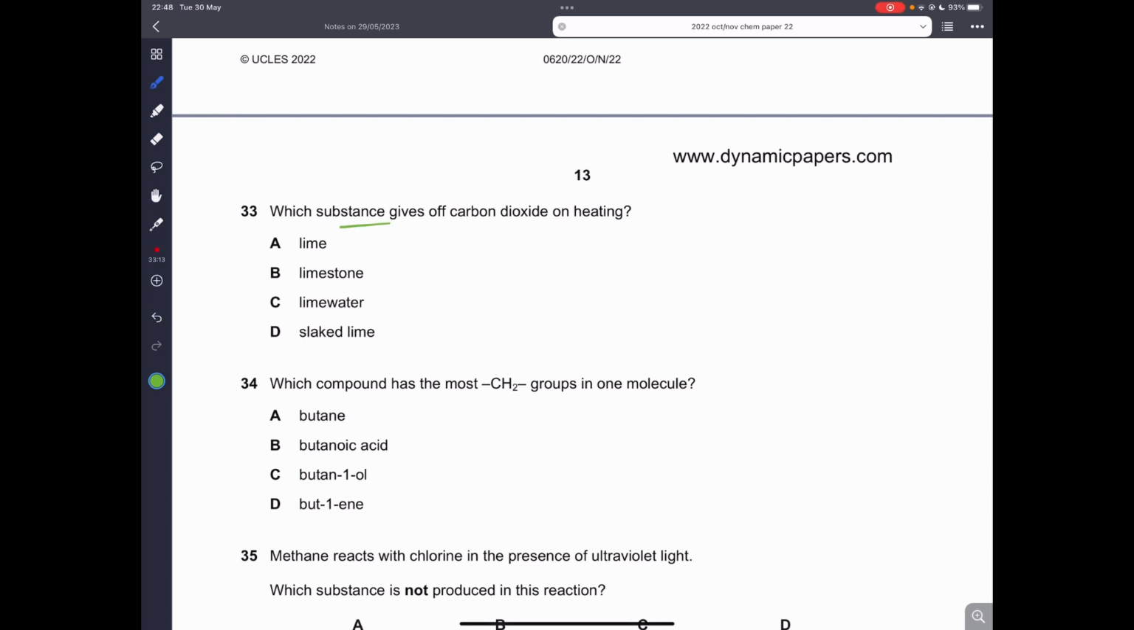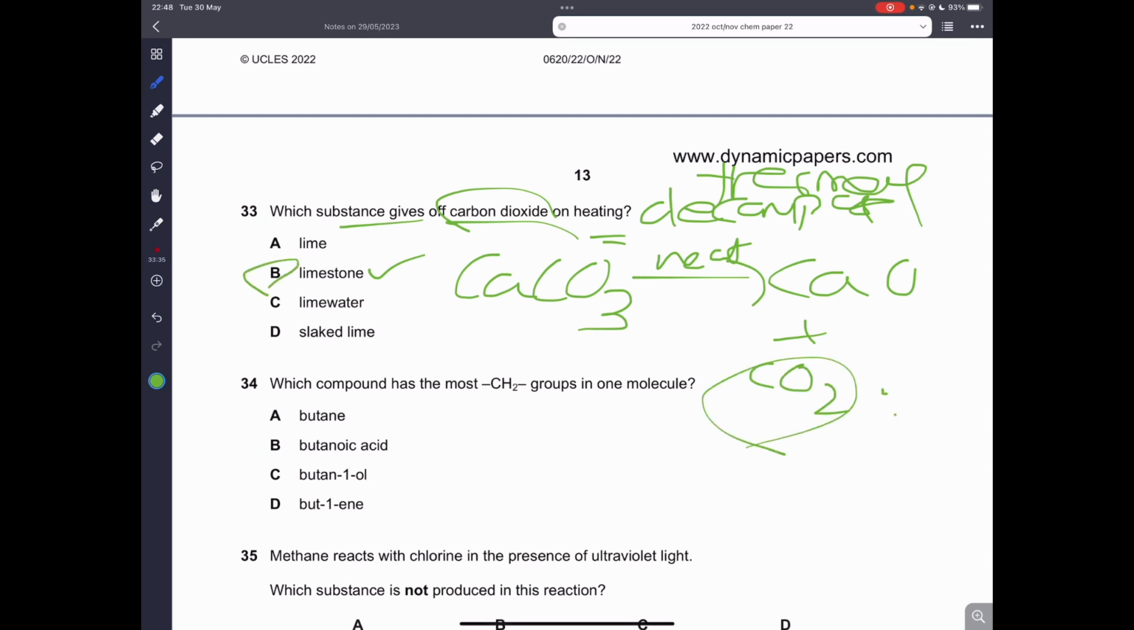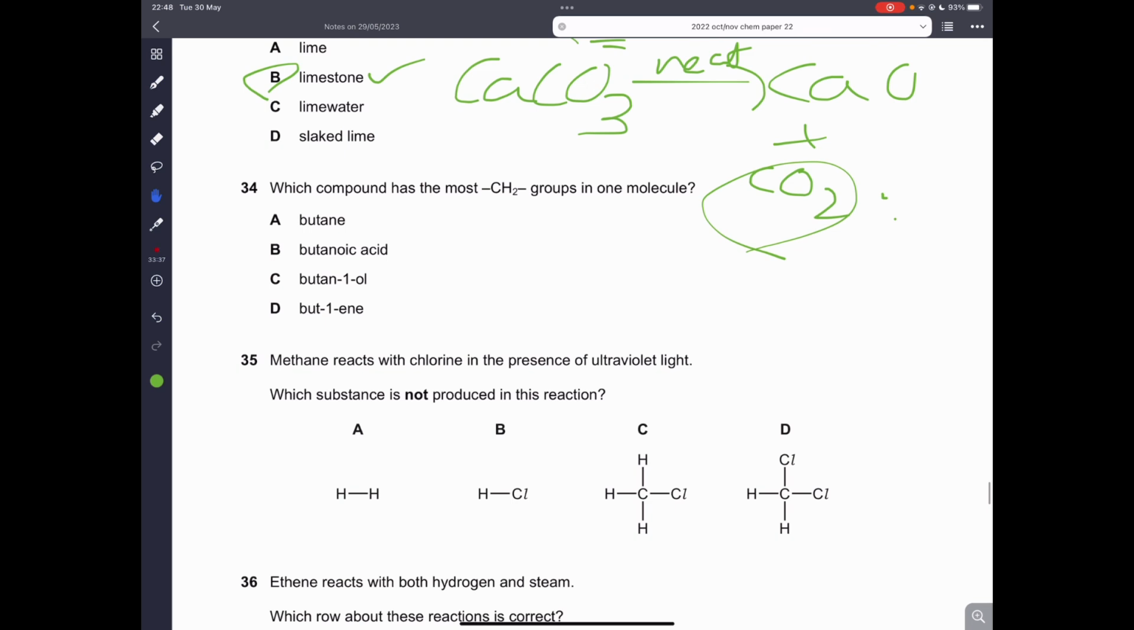33. Which substance gives off carbon dioxide on heating? Well, this is limestone, because limestone is calcium carbonate, and when you heat it, when you decompose it, this is called thermal decomposition, by the way. If you heat it, it's going to form calcium oxide and carbon dioxide. So carbon dioxide is going to be formed, so B is the correct answer.